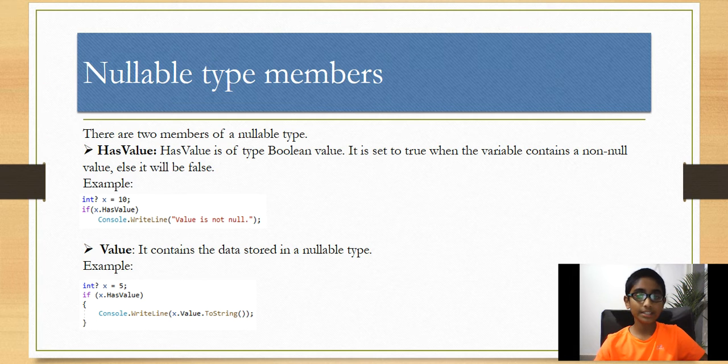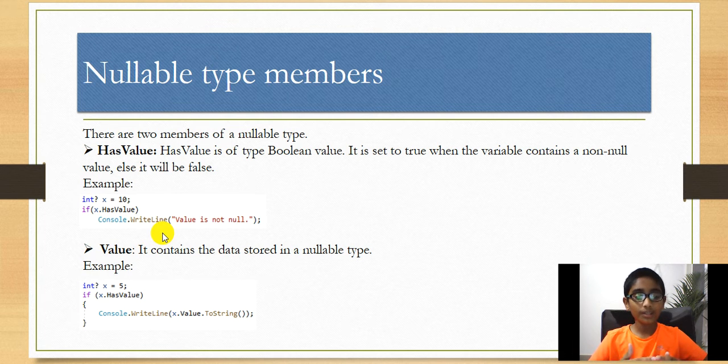So, let's understand this. What I'm doing first is declaring a nullable integer variable x and assigning that the value of 10. After that, I'm saying if x.HasValue, then I'm writing on the console value is not null. So what this code says is that if x has value, then we're printing on the console that value is not null. Next, I'm going to talk about Value.